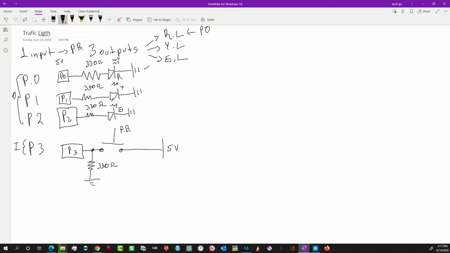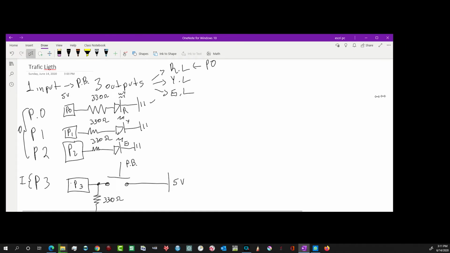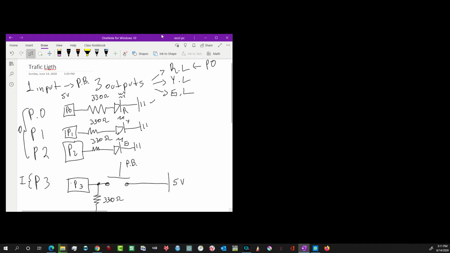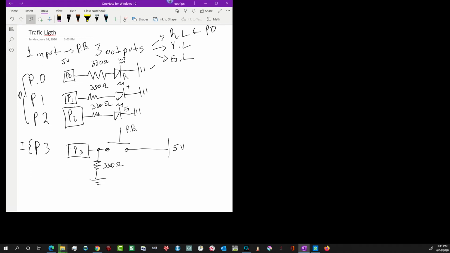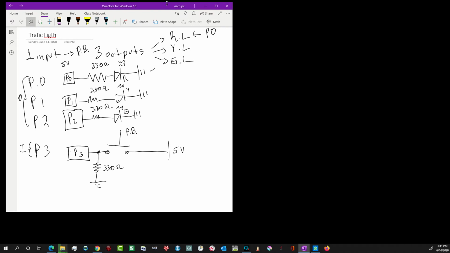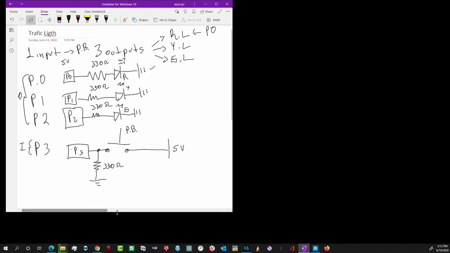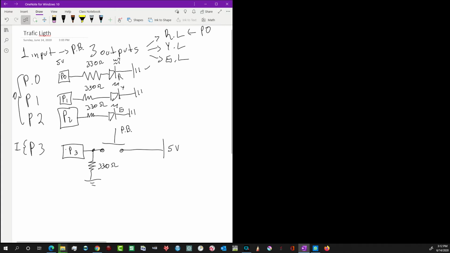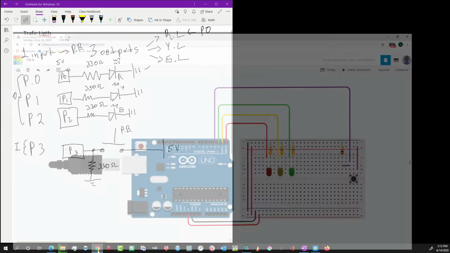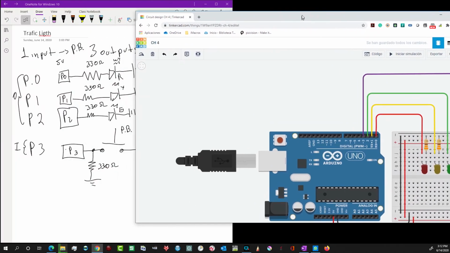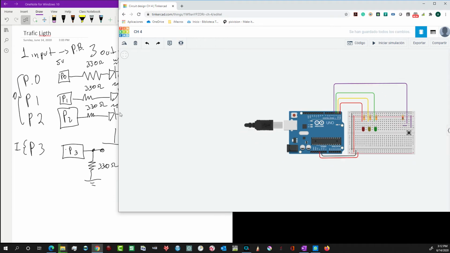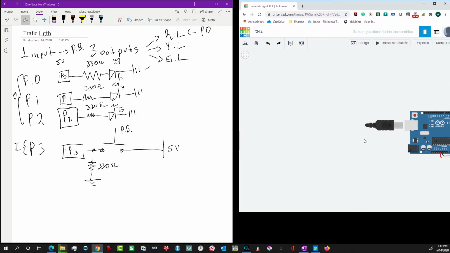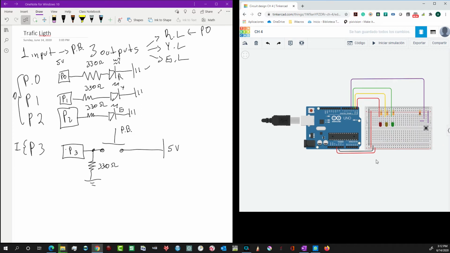Now allow me to minimize this window so we can build the circuit, but this time I'm going to use the simulator to build this circuit because some of you have some questions about how to use the simulator. So this time I'm going to build this circuit using my simulator, and this is it. Let me also minimize this, and that's it. Very nice.